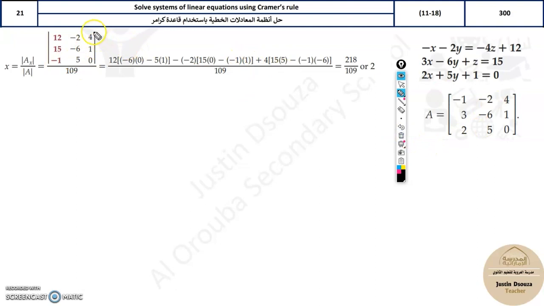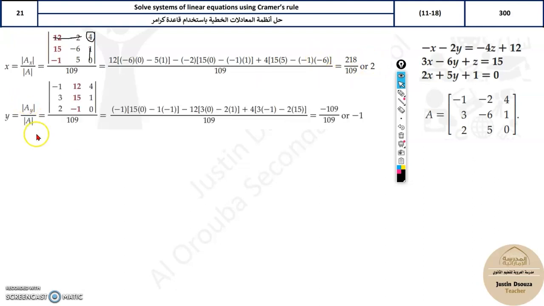Plus, we have 4 over here. So all this row and column is ignored. Remaining is 15 times 5 minus 6 and -1. Put all this in the calculator, you're going to get the answer. So it is 218 divided by 109. It's basically equal to 2. Same thing is followed for y and z.